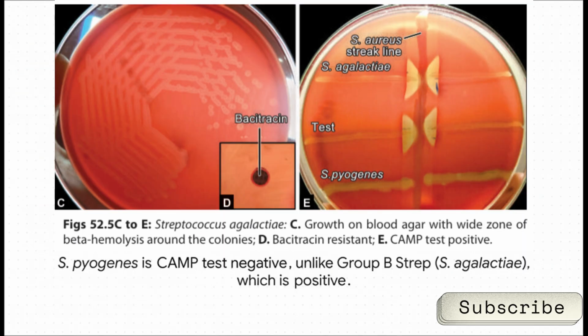Now check out the CAMP test. Its whole purpose is to differentiate Group A from Group B strep. S. pyogenes is CAMP test negative, so you see nothing, no change. But Group B strep, S. agalactiae, would create that characteristic arrowhead shape of enhanced hemolysis right where the streaks meet.